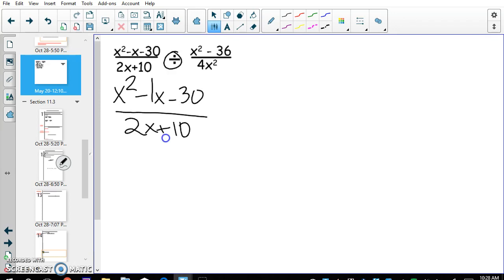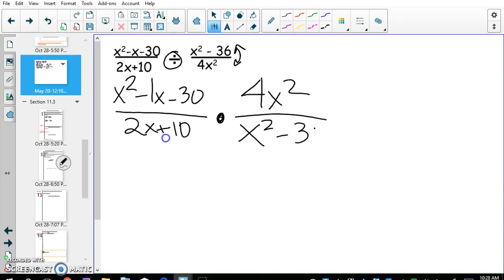Then, right here, I change that to multiplication, and then I flip the second guy. So I reciprocal that, I get 4x squared all over x squared minus 36. Now what do I do? Now I factor. So I look up at the top, and I say, all right, x squared minus 1x minus 30. Okay, factor that.